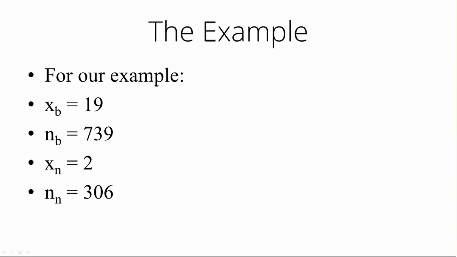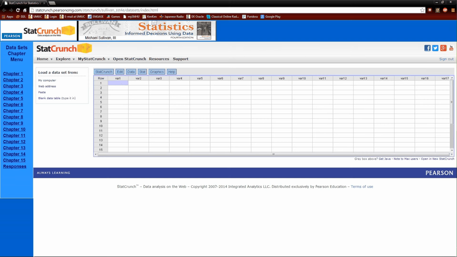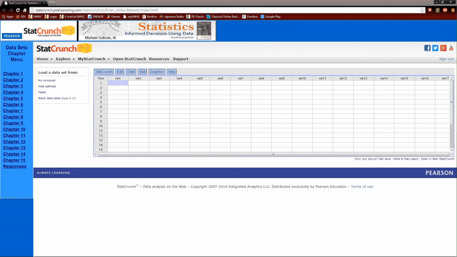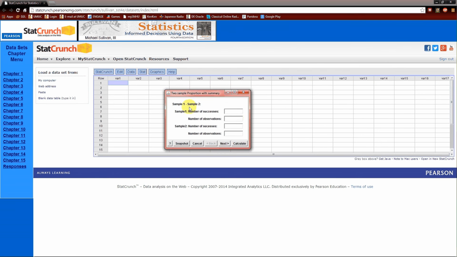To see this in StatCrunch, again it's Stat, Proportions, Two Sample, With Summary. And bring this up and you've got four spaces to fill in. Number of successes and observations for sample 1, number of successes and observations for sample 2. So for us it was 19, 739, 2, and 306.